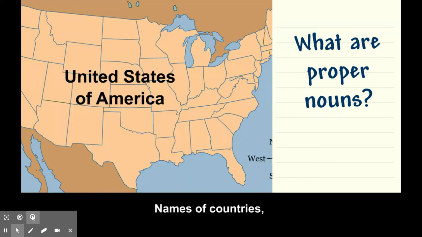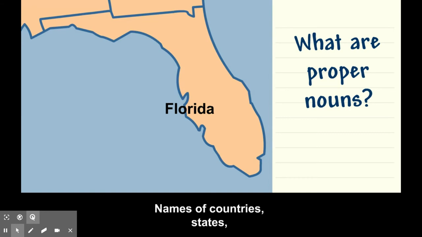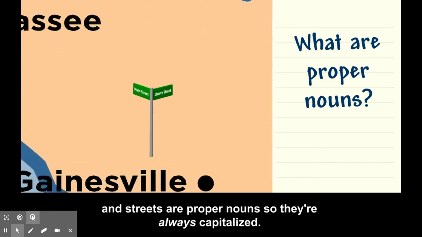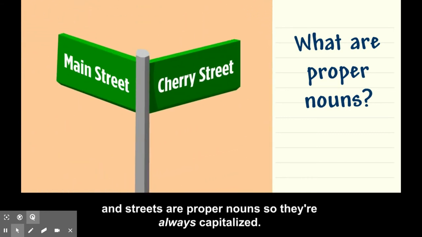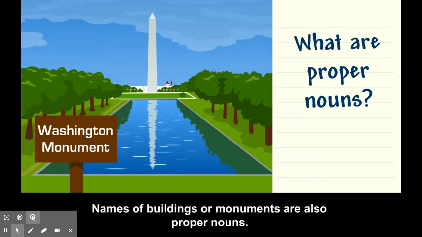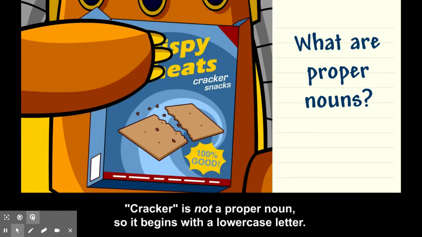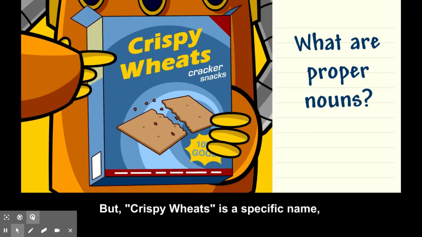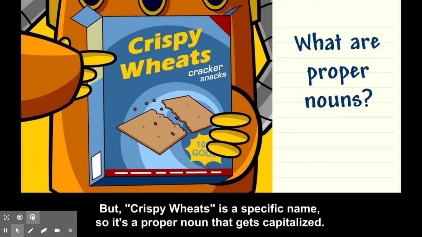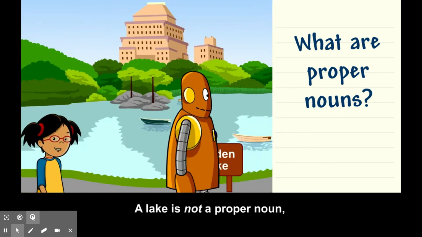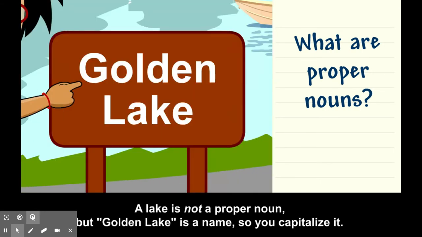Names of countries, states, cities, and streets are proper nouns, so they're always capitalized. Names of buildings or monuments are also proper nouns. Cracker is not a proper noun, so it begins with a lowercase letter. But Crispy Wheats is a specific name, so it's a proper noun that gets capitalized. A lake is not a proper noun, but Golden Lake is a name, so you capitalize it.